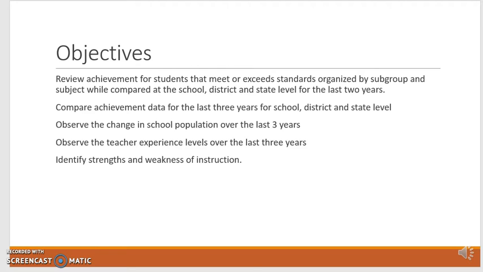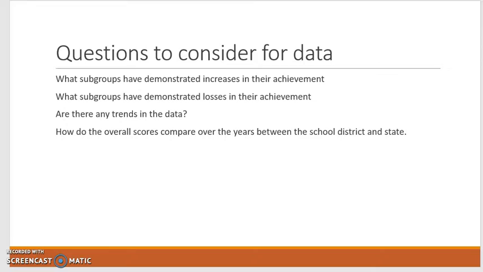This presentation will also observe the teacher experience levels over the last 3 years, as well as identify strengths and weaknesses of instruction. Questions to consider for the data.